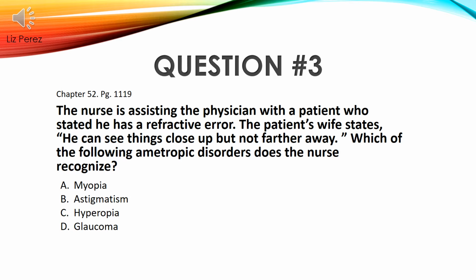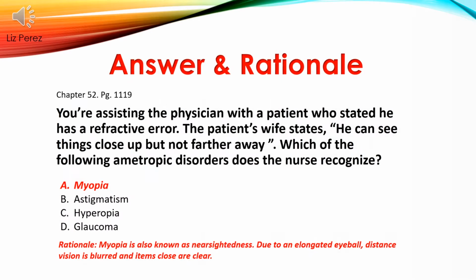Question number 3. The nurse is assisting the physician with a patient who has stated he has refractive error. The patient's wife states he can see things close up but not further away. Which of the following refractive disorders does the nurse recognize? A. Myopia, B. Astigmatism, C. Hyperopia, D. Glaucoma. The correct answer here is A. Myopia. Myopia is also known as nearsightedness. Due to an elongated eyeball, distance vision is blurred and items that are close up are much clearer.